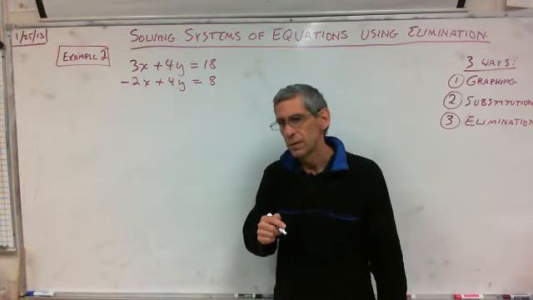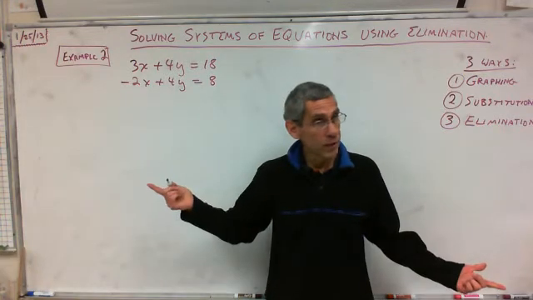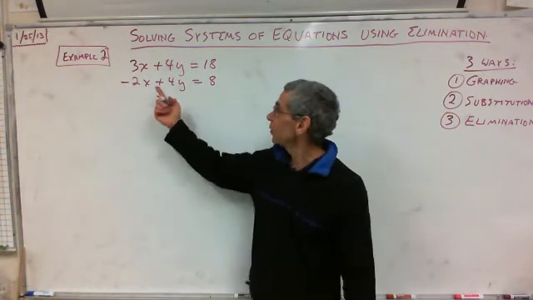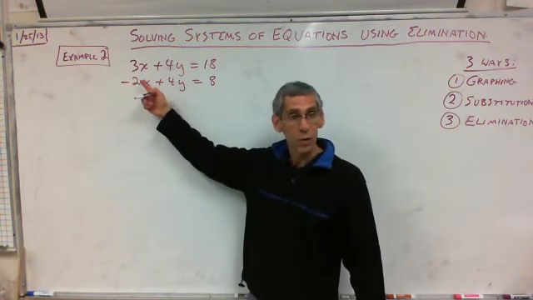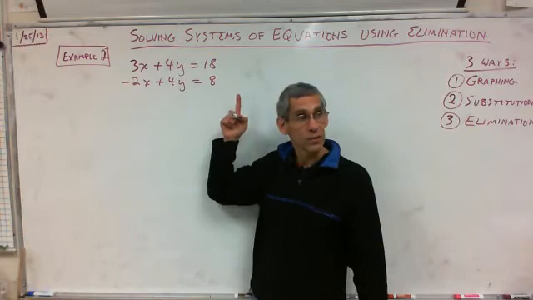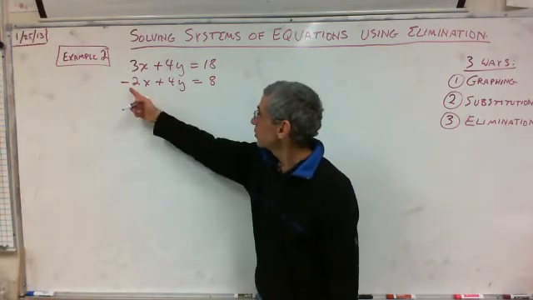Can you multiply one of the equations by -1? What do you think? What if we multiplied one of these by -1? That means every sign in one of the equations will change to the opposite sign. So it'd be positive 2x plus.